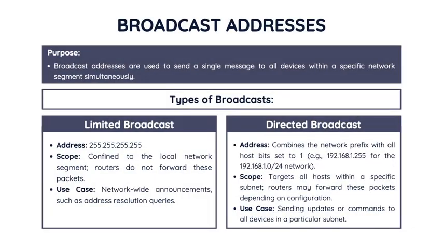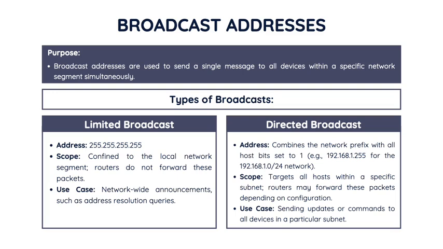Now let's talk about broadcast addresses. They are used when you want to send a message to all devices in a network segment at once. There are two main types of broadcast addresses: the limited broadcast and the directed broadcast. The limited broadcast address is 255.255.255.255. It sends data to every device in the local network. However, routers do not forward these packets beyond the local network.